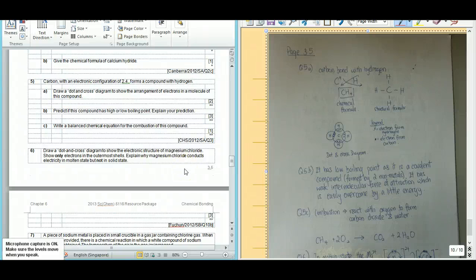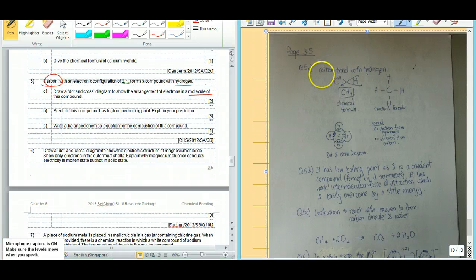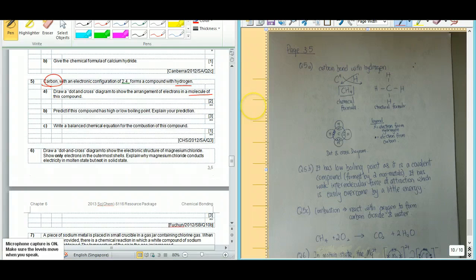Bonding essay question 5. So question 5, it talks about carbon. Carbon here having an electronic configuration of 2,4 forms a compound with hydrogen. At part A, they ask you to draw a dot and cross diagram to show the arrangement of electrons in a molecule of this compound. First up, carbon is a non-metal, hydrogen is a non-metal.